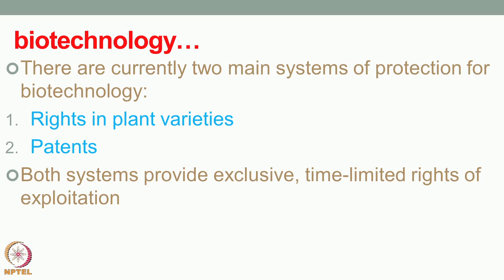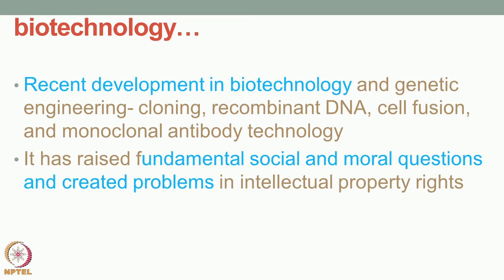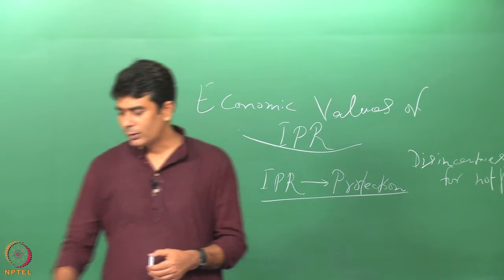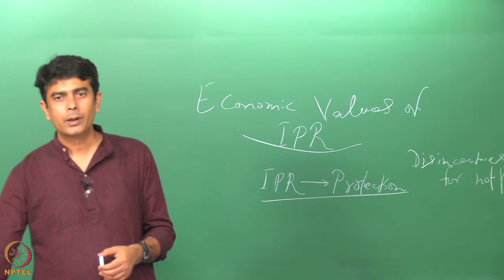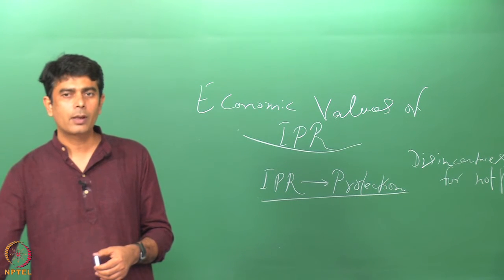Both systems provide exclusive, time-limited rights of exploitation. Recent developments, especially in the biotechnology sector, include genetic engineering, cloning, recombinant DNA, cell fusion and monoclonal antibody technology. They have raised fundamental social and moral questions and created problems in the entire debate on intellectual property rights. So, this is all because of the experiments related to biotechnology.